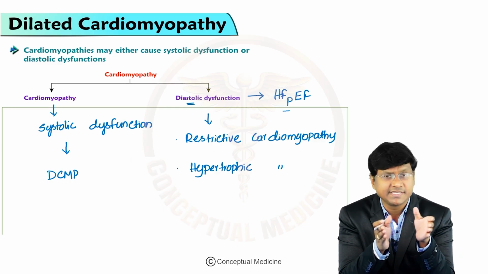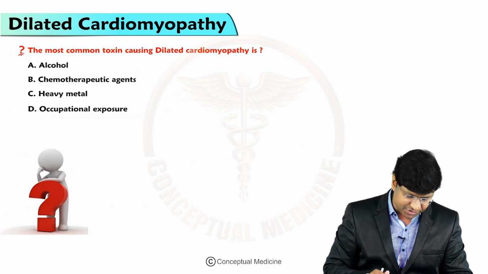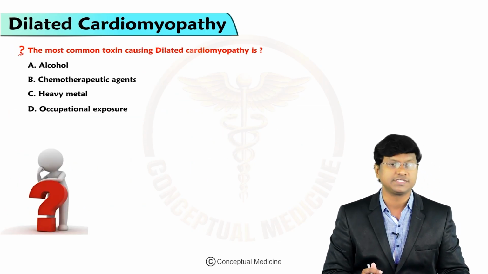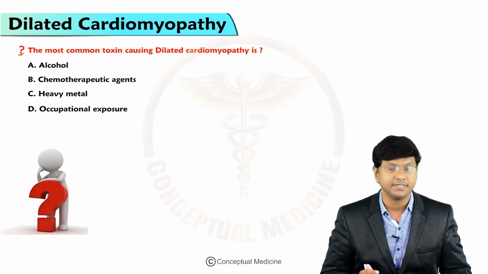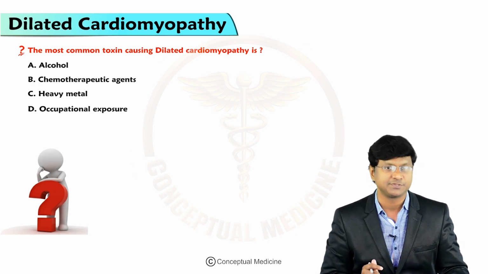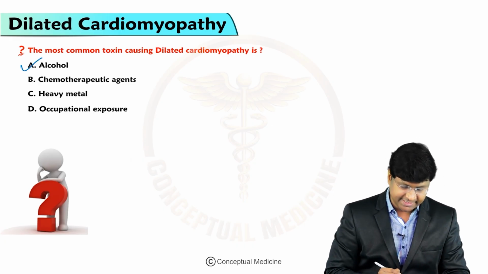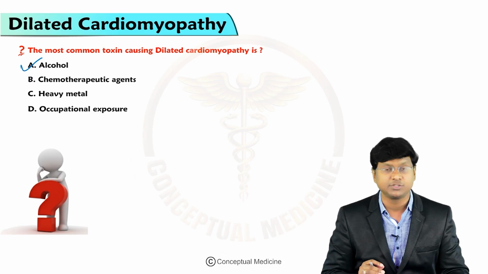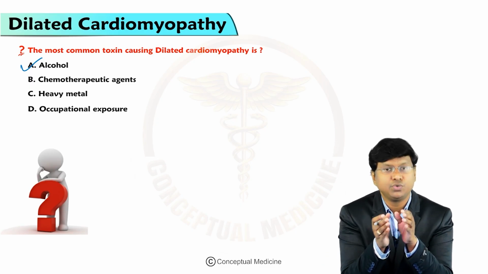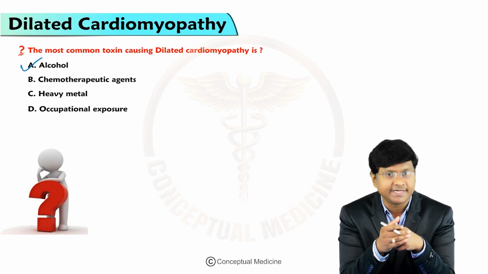Now, let me discuss the etiologies of dilated cardiomyopathy. If you see the question, what is the most common toxin causing dilated cardiomyopathy? Alcohol, chemotherapeutic agents, heavy metals, occupational exposure. Let me tell you, the most common toxin that will cause dilated cardiomyopathy is alcohol. Followed by that, you also have some chemotherapeutic agents which will cause dilated cardiomyopathy.